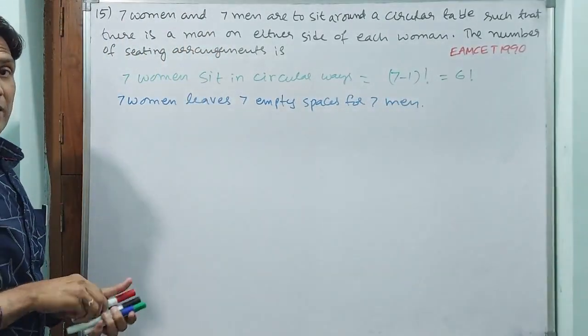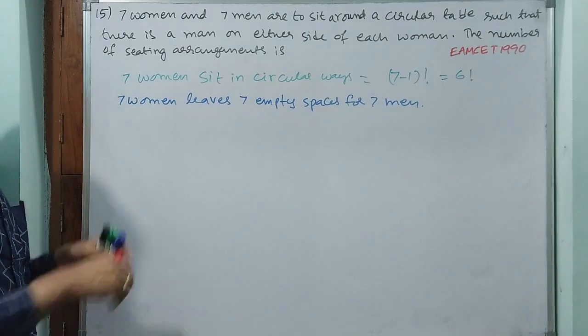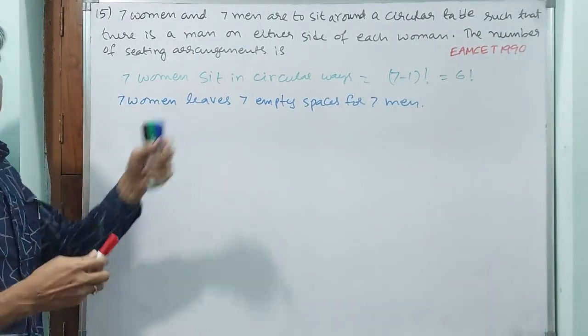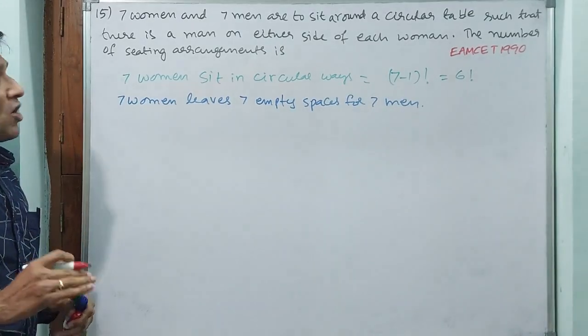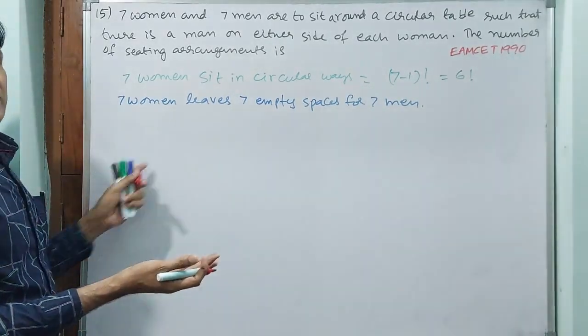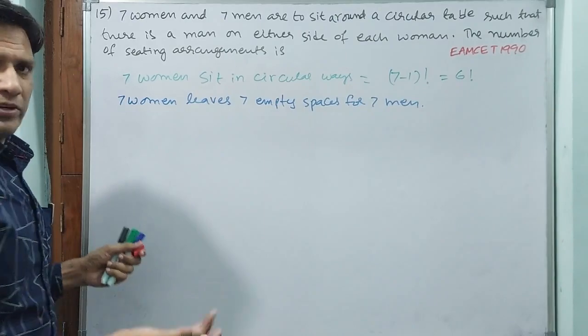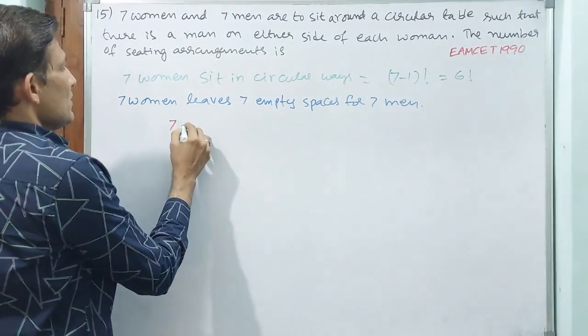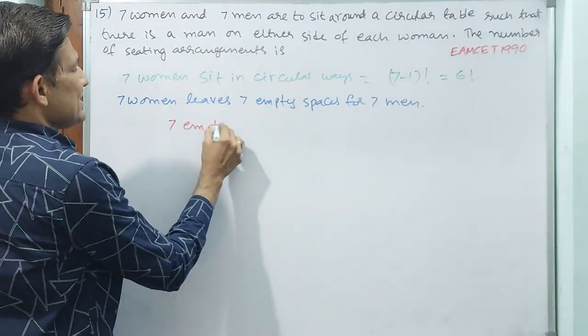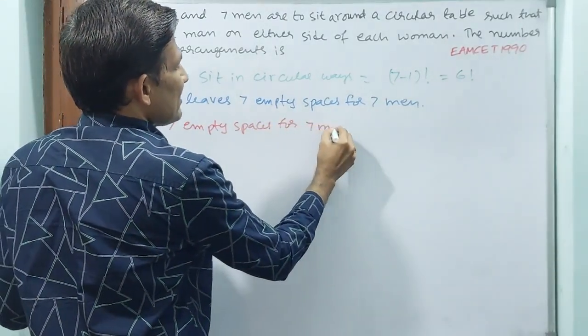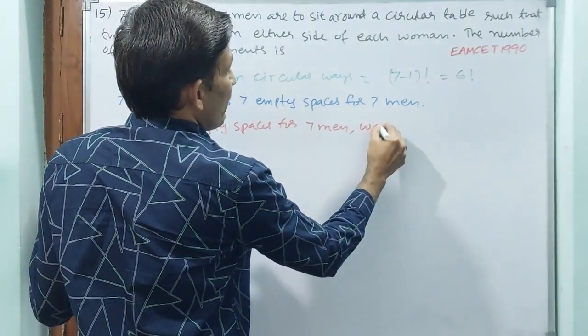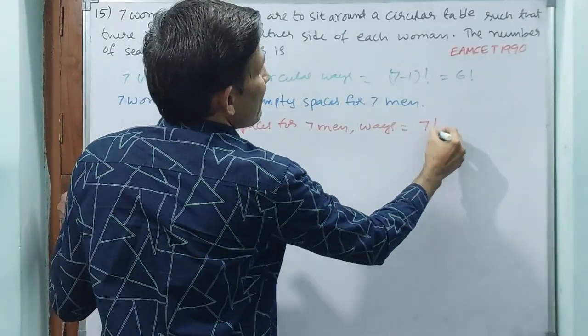Is it correct? Definitely correct. Why? Because 7 men are also there. They have to sit in between the women. Okay. Now you tell me, 7 vacancies are there for 7 men. 7 empty spaces for 7 men, ways is equal to 7 factorial. That's all.